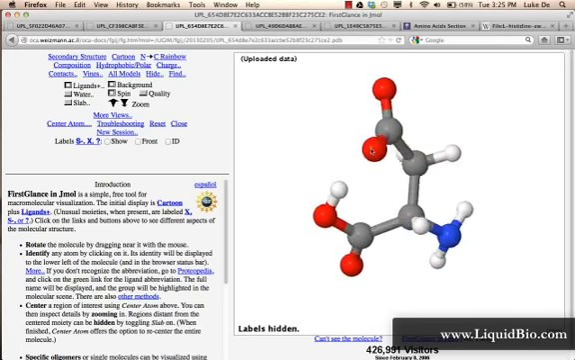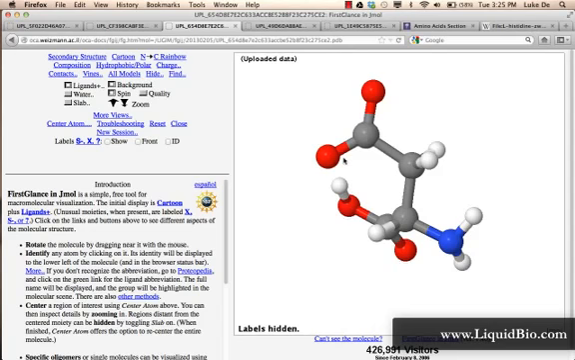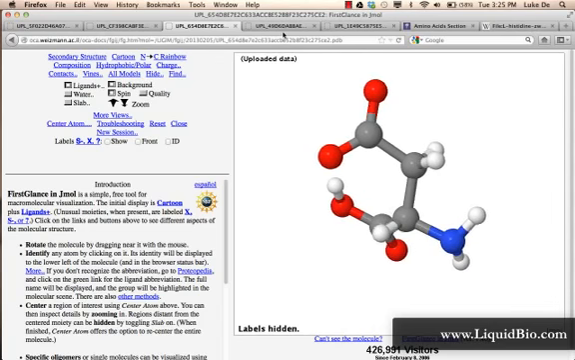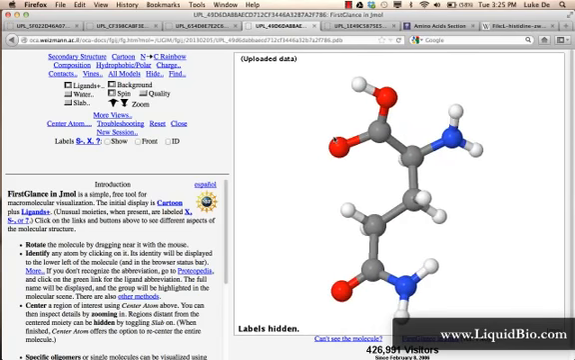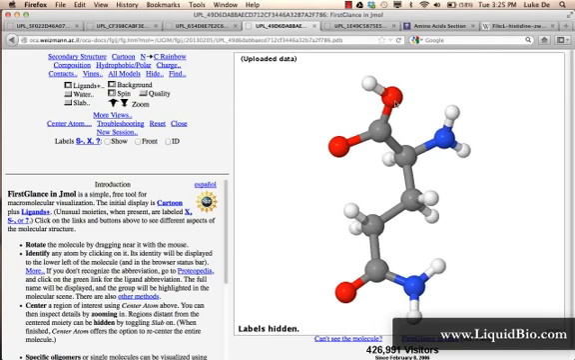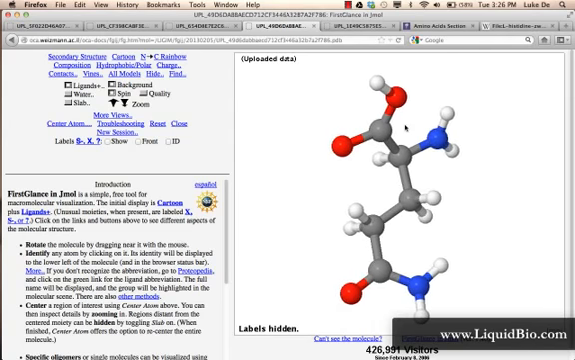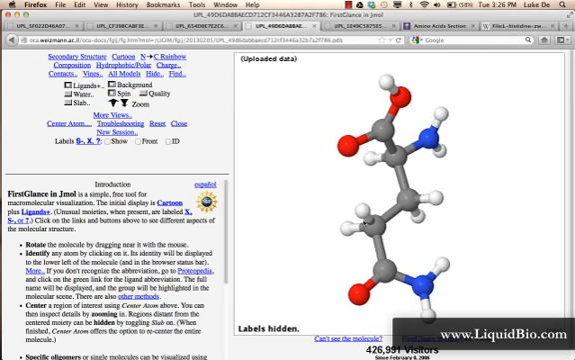Wait a second, that's missing some things. That should have some hydrogens on it. Let's do another one. There we go. Better. So this will have slightly negative properties up here. This nitrogen will have slightly negative properties here. So this would be partially charged.